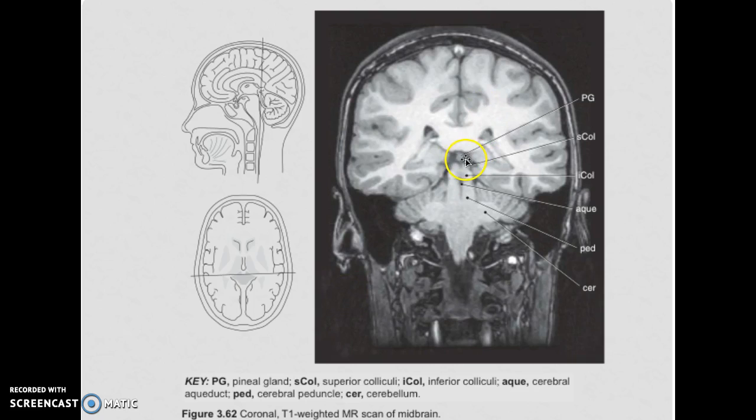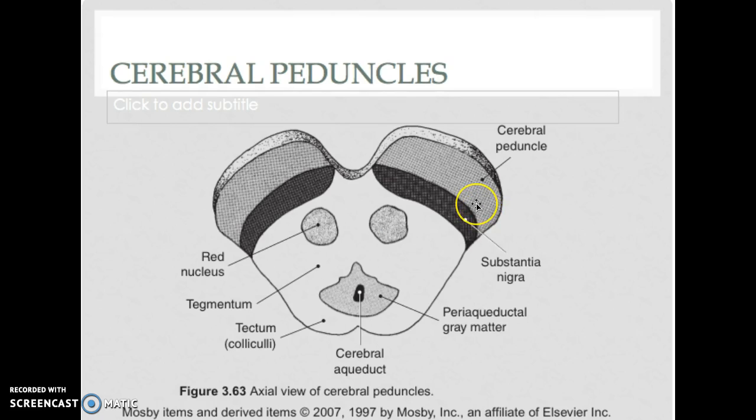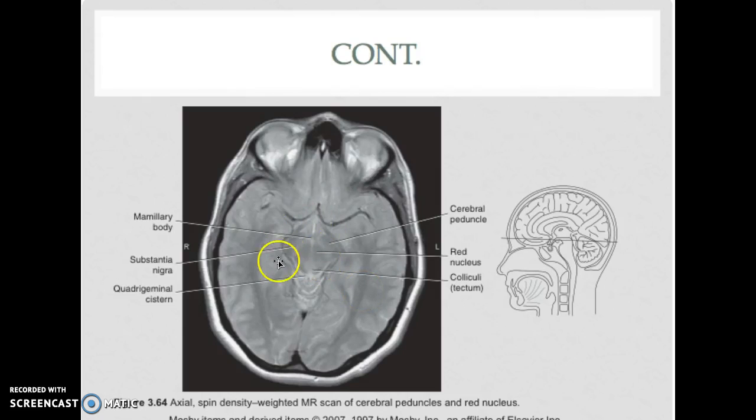Pineal gland, this is your inferior commissure with your cerebral aqueduct, your cerebellum, and here we have your cerebral peduncles, and I want you to know your red nucleus and cerebral aqueduct. So if we're looking here, we have your cerebral peduncles, we've got your red nucleus. You can see the two densities right there. That's your red nucleus. And it's hard to see the mammillary body, so I wouldn't make you label that.